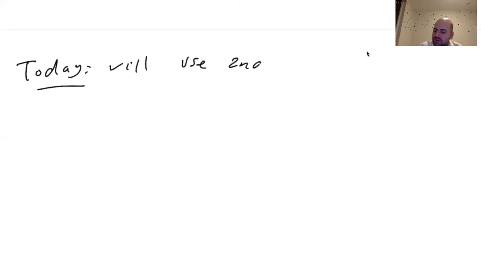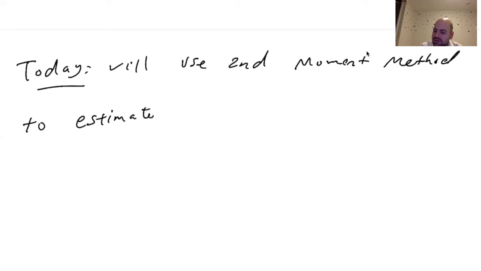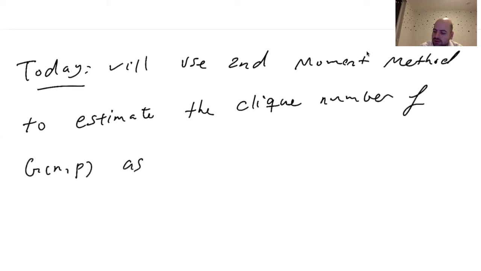Now today, again, we want to use the same method, which is the second moment method. So today, we'll use, again, the second moment method to estimate the clique number of G(n, p) as n goes to infinity.